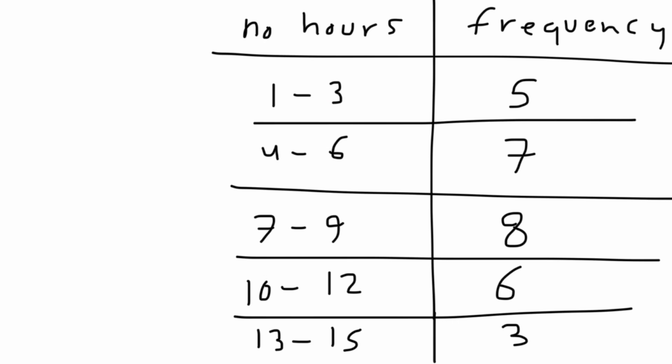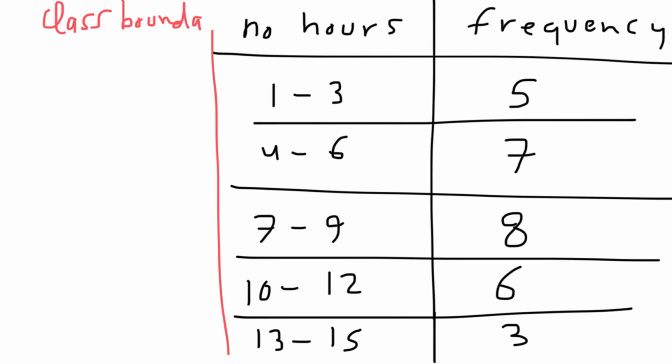So this way we start dividing another measure for the class, which is class boundaries. So we have upper boundary and lower boundary. So we can write here boundaries.